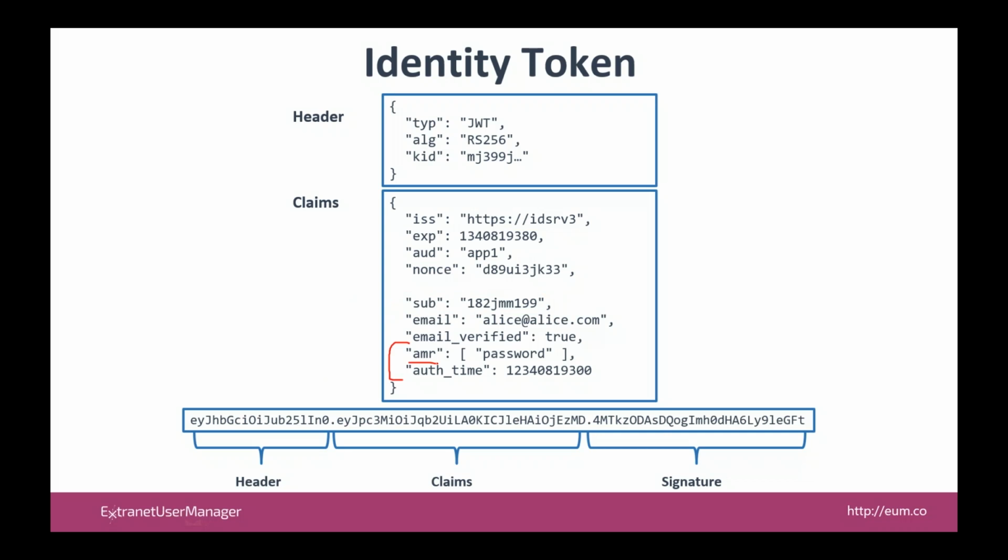AMR stands for the Authentication Method Reference. It's letting your app know how the user authenticated. Did they use a password? Did they use multi-factor authentication? Did they use social logins? Whatever. So this is an identifier for your app to know what they did to authenticate. This might be important for authorization decisions, depending on what the user does in your app.